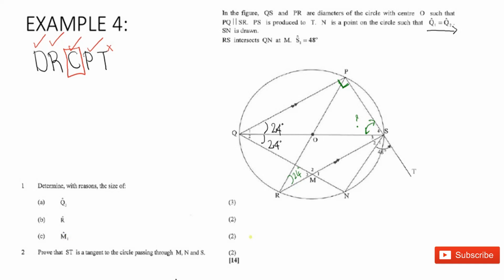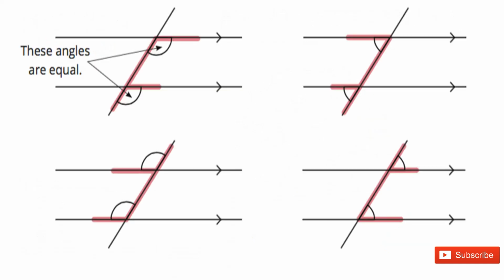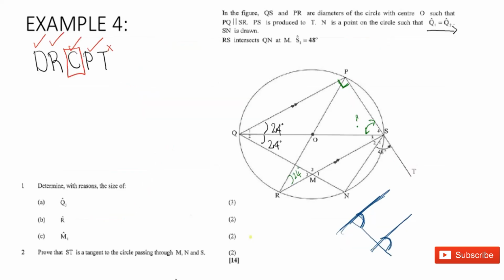Determine with reason the size of M1, right? Okay, so from here, guys, the diameter, so this is our M1, so we want that angle there. What are we noticing, guys? We have parallel lines, right? So what can we think of when we think of parallel lines? Corresponding angles, right? With corresponding angles, if you have an angle there and an angle there, those angles are equal, right? So let us have a look at what is going on here with our M1.